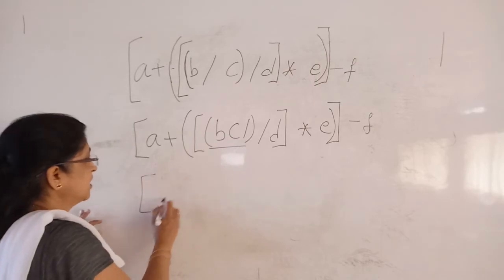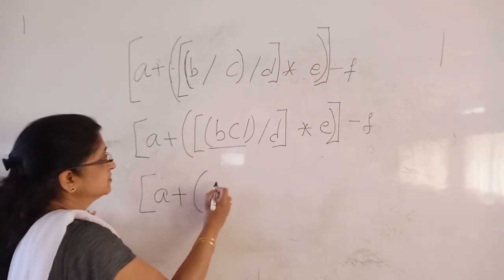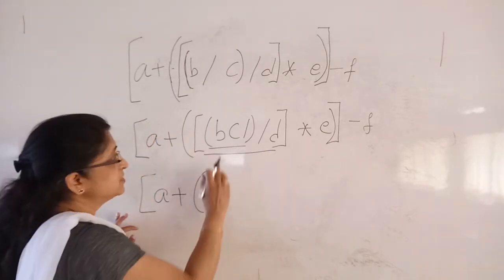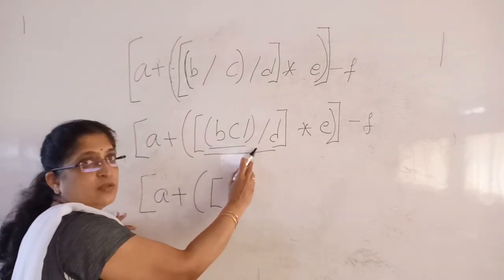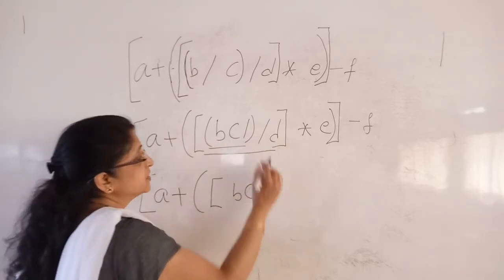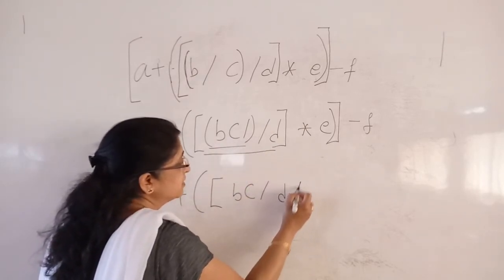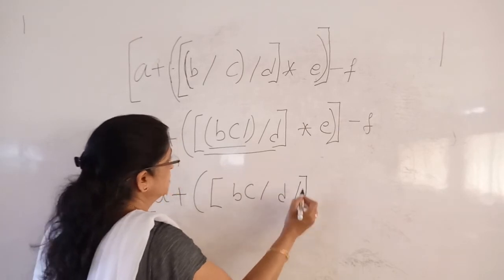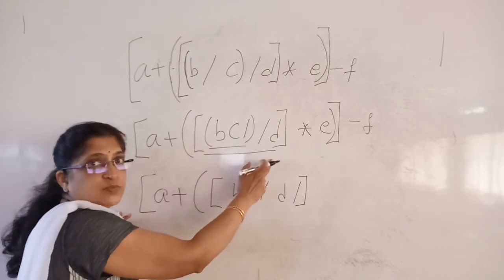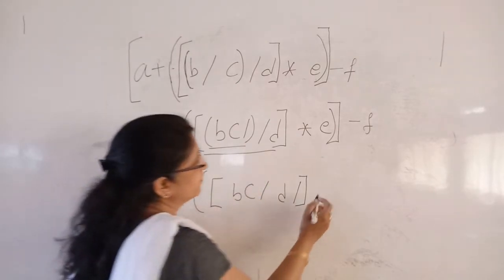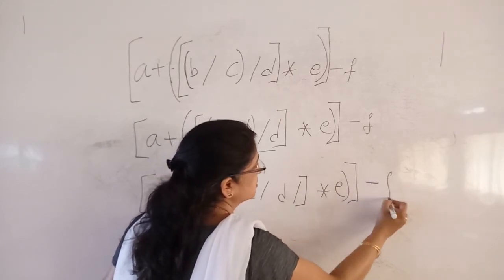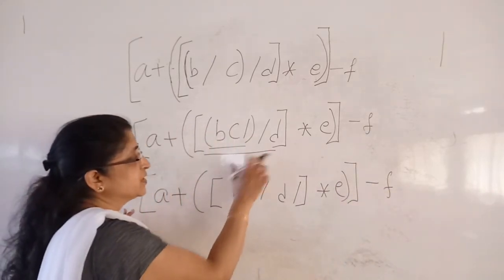So it is A plus, and this expression has to be converted. That is, for this division, the first operand is BC slash. The second operand is D. Then write a slash. So now this part has been converted to postfix form. Then it is star E slash. Now this is converted.